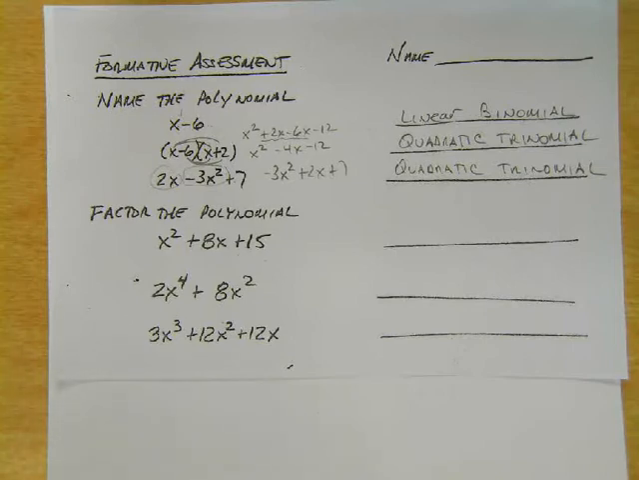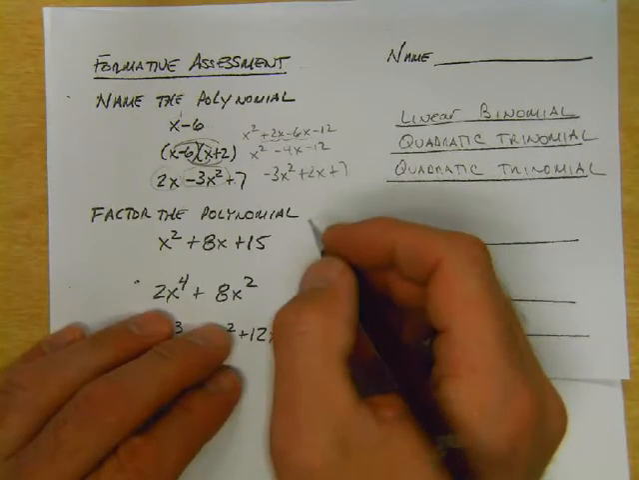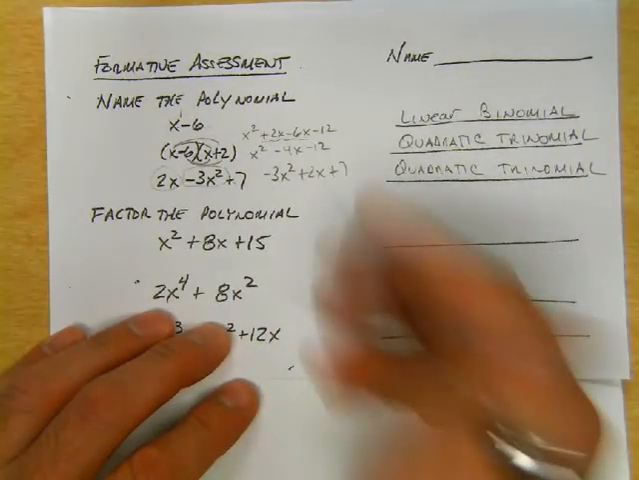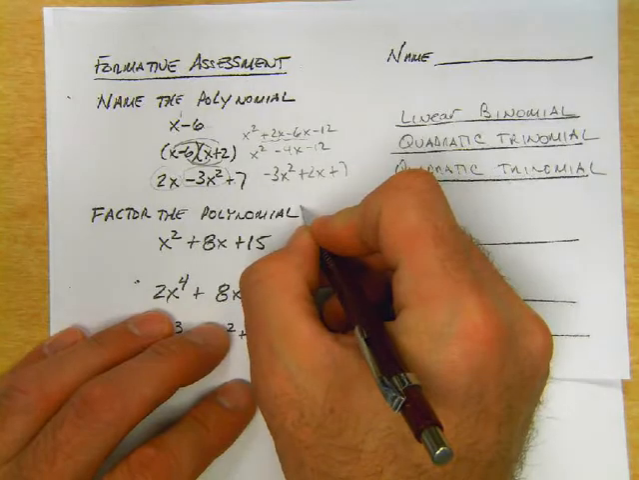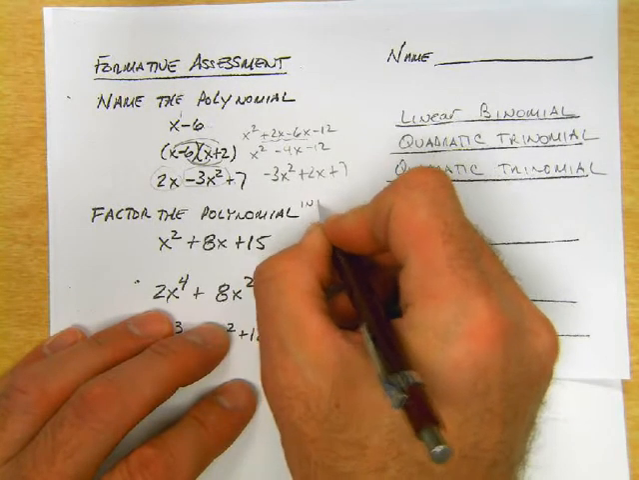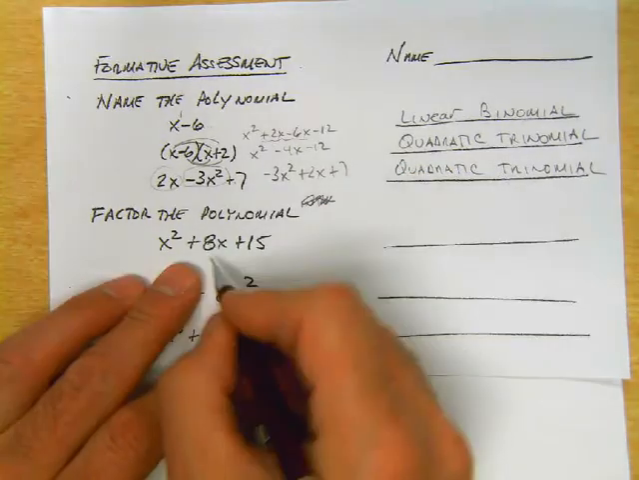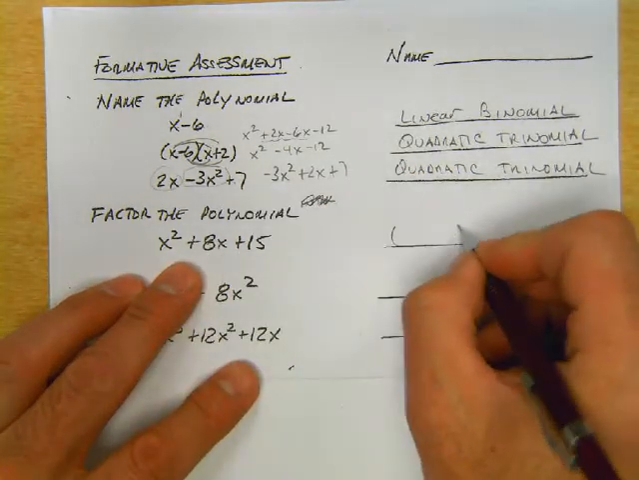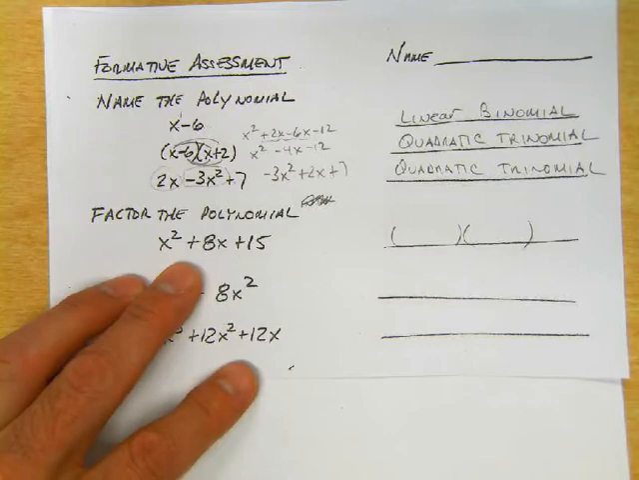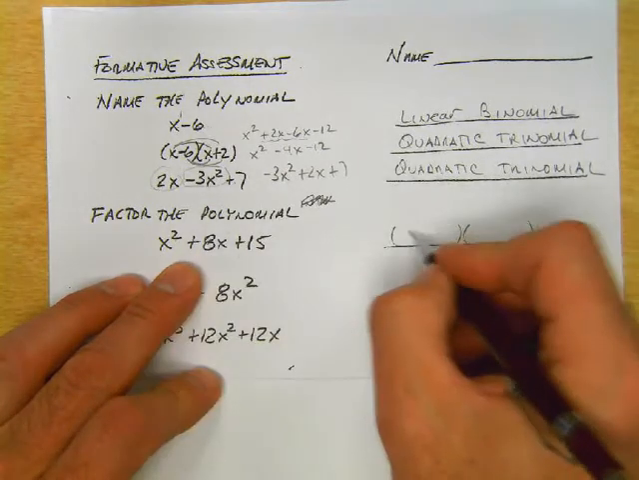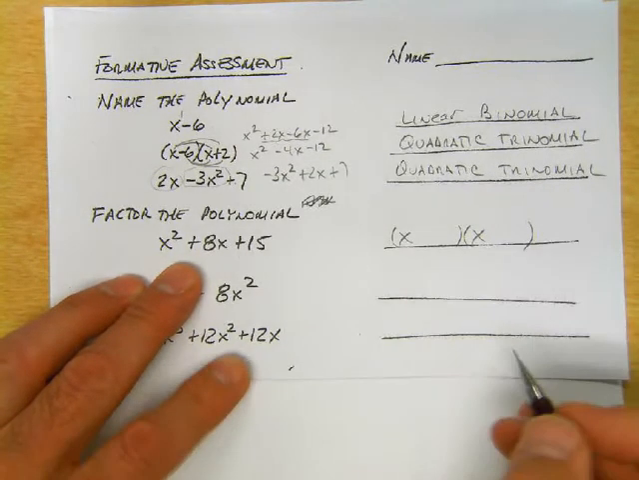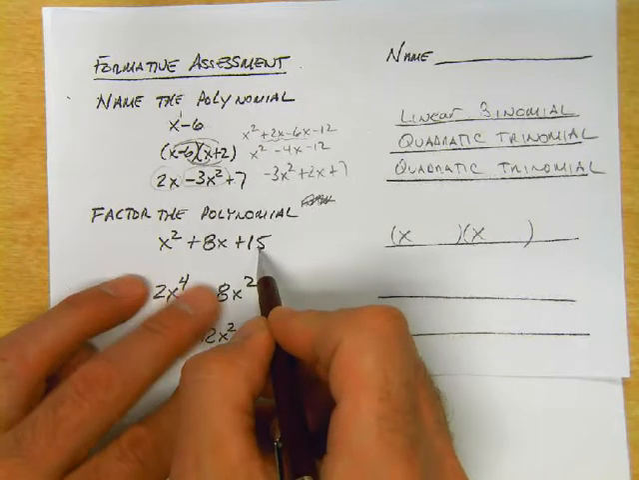All right, flashback to Algebra 1. Factor the polynomial. Now, maybe I should have more specifically said factor the polynomial into, well, we'll just leave it. Factor the polynomial. All right, so I'm thinking I want 2 linear binomials because it's a quadratic, so I can go x and x. And then I need 2 numbers that multiply to 15 and add to 8.